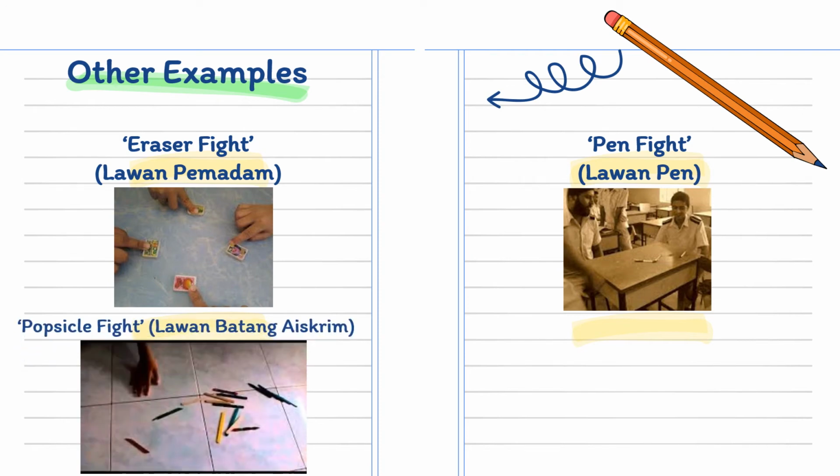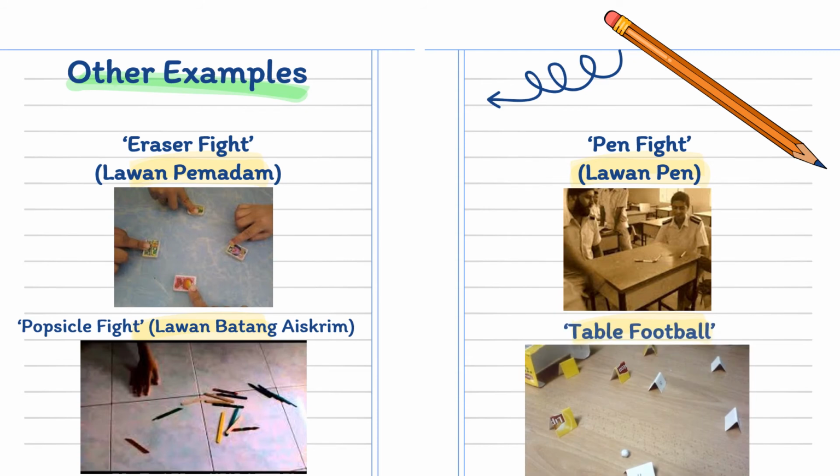The third one is popsicle fight ataupun lawan batang aiskrim. Ni pun ada yang jadi tauke tahun lepas. Banyak kumpul batang aiskrim ni. Okay, so you know how to play popsicle fight, right? Maybe you watch Upin Ipin and you learn from Upin Ipin how to play popsicle fight. Ada yang belajar daripada Upin Ipin kan?